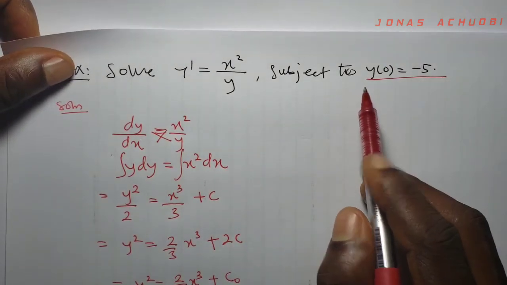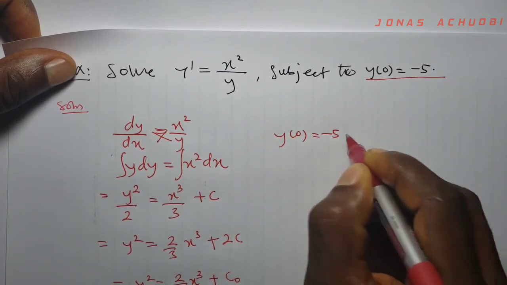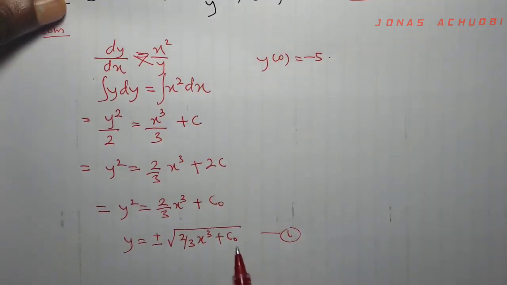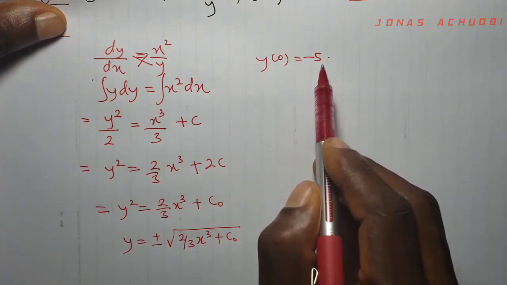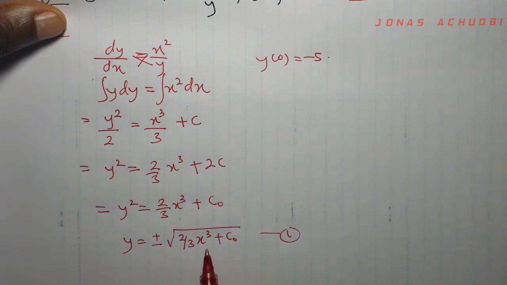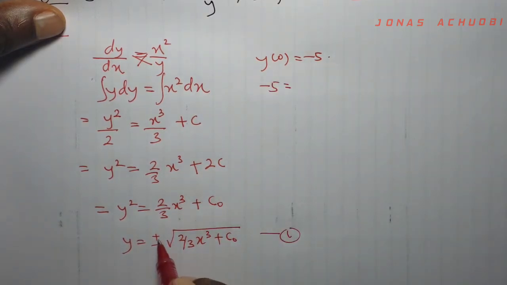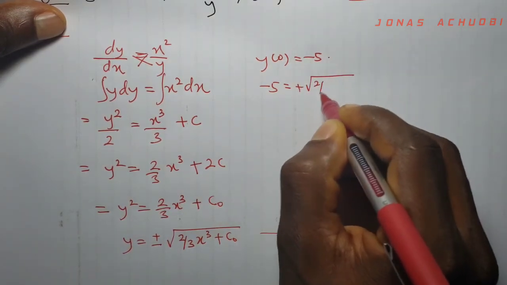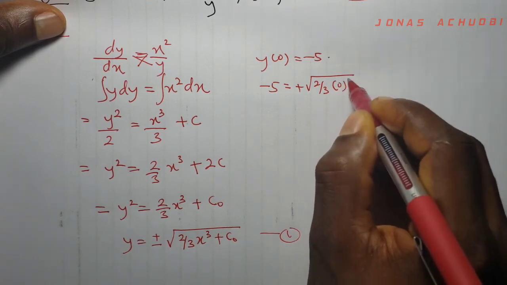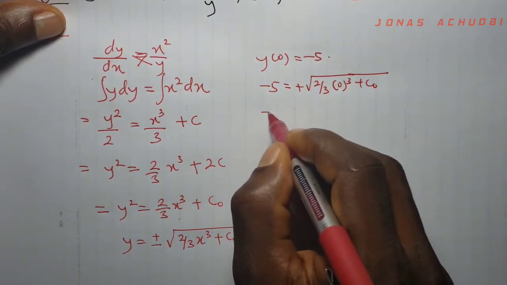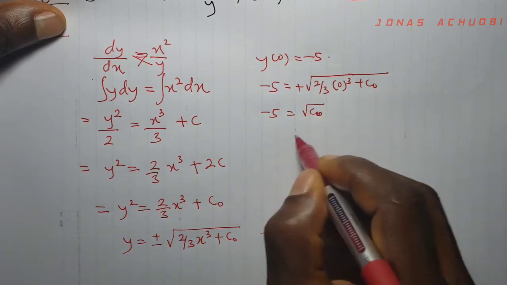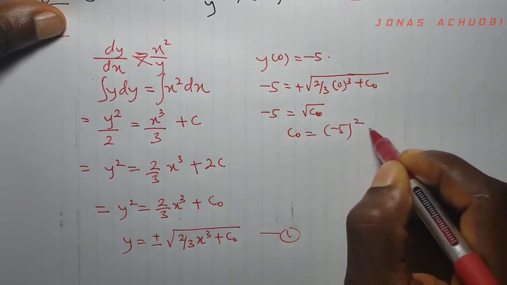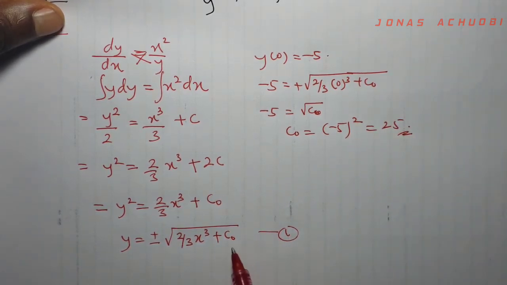We are given the initial condition that y of 0 equal to minus 5. We shall use this initial condition to get the value of the unknown constant c naught. This means that when x is 0, y is minus 5. So we put the value of y as minus 5 and x as 0. Taking the first, plus part, minus 5 equals the square root of 2 over 3 times 0 cubed plus c naught, which gives minus 5 equal to the square root of c naught. So c naught is equal to minus 5 raised to the power 2, which is 25. So the value of the constant c naught is 25.